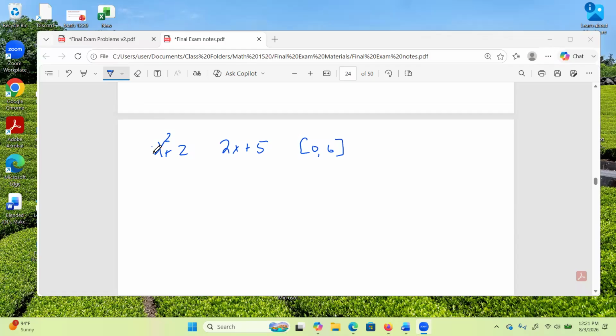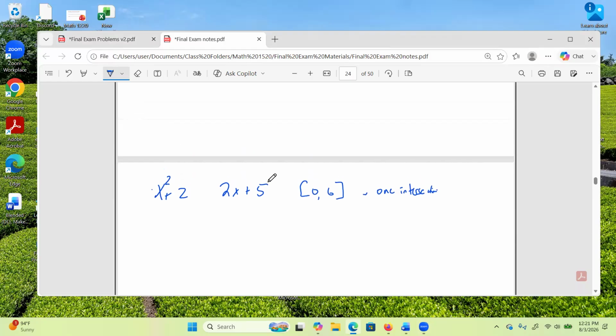We are trying to figure out the area between the two curves, x squared plus 2 and 2x plus 5, on the interval 0 through 6. It tells us there's exactly one intersection point in this interval. Okay, so there's one intersection point, so there's going to be a place where they swap orders.